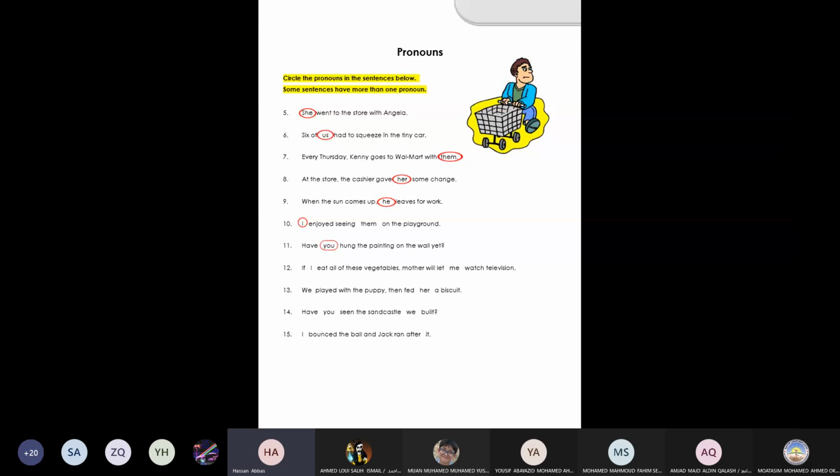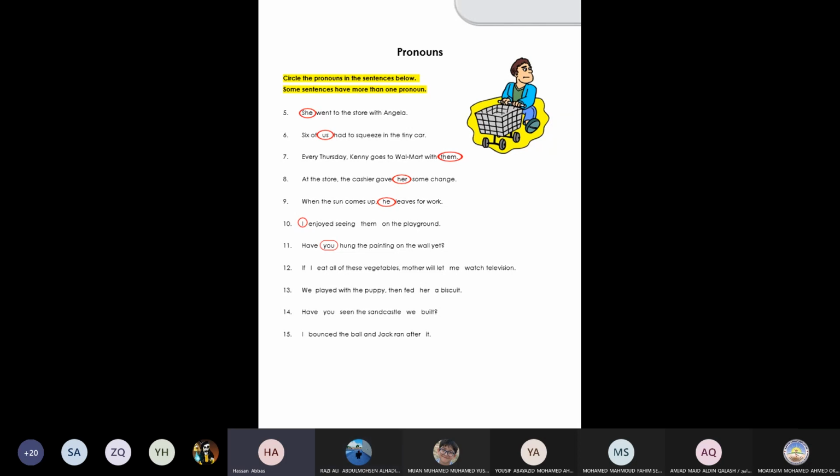Yes, Mister. Sentence 12. Okay. If I eat all of these vegetables, mother will let me watch television. Okay. Do we have anyone else?